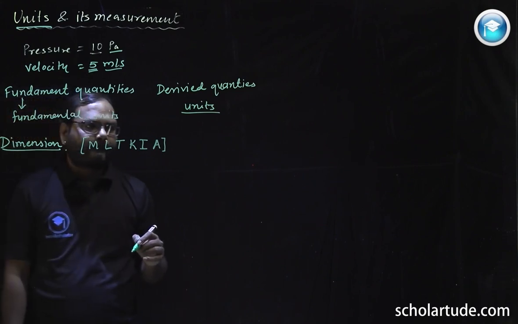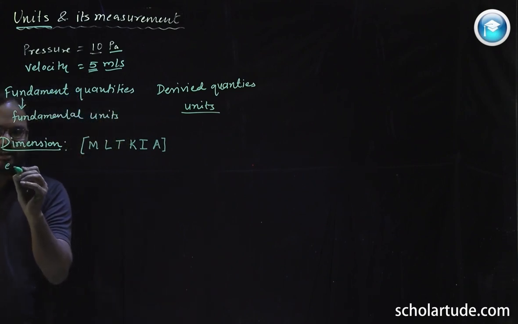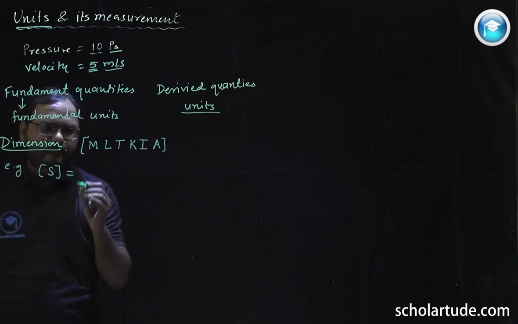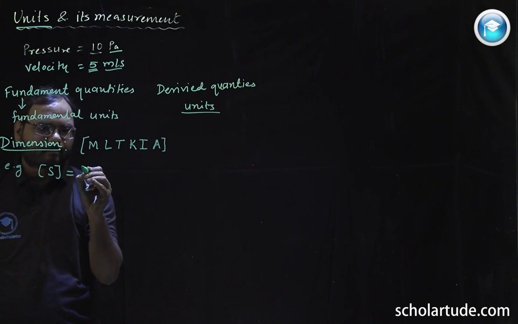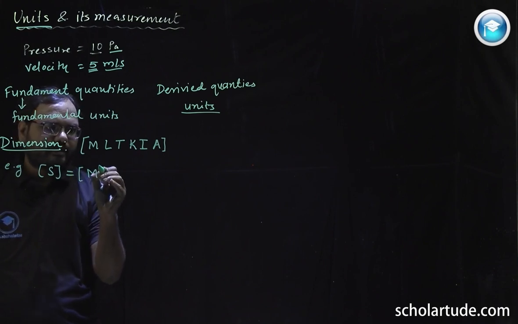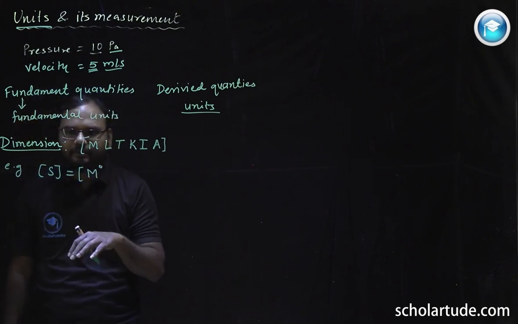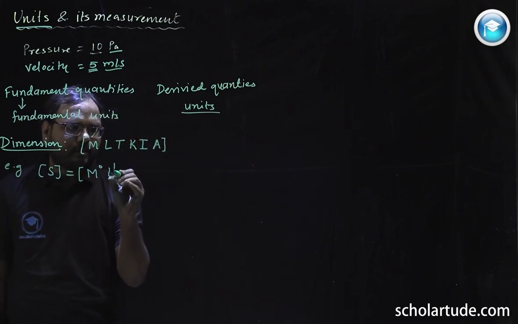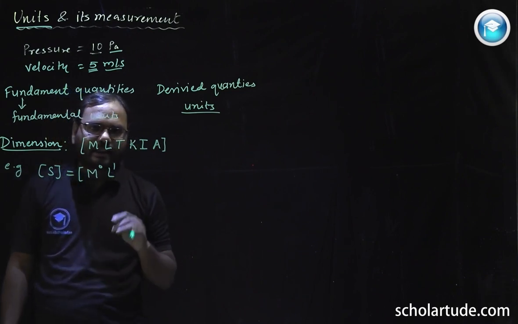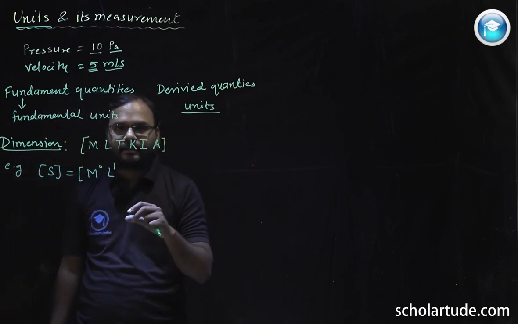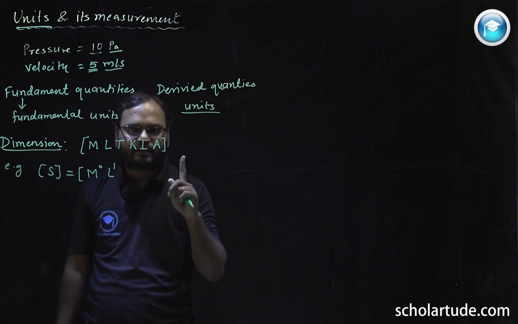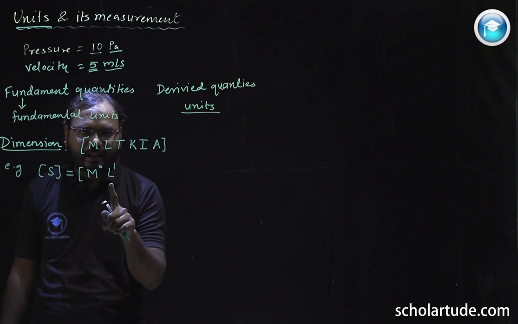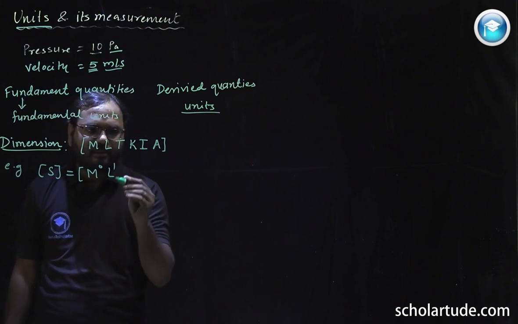So if I take an example, suppose S is any physical quantity which can be written with M raised to power 0, meaning this physical quantity doesn't involve mass. L to the power 1 represents that the power of length is 1, meaning this physical quantity varies with length L, but its power is 1.